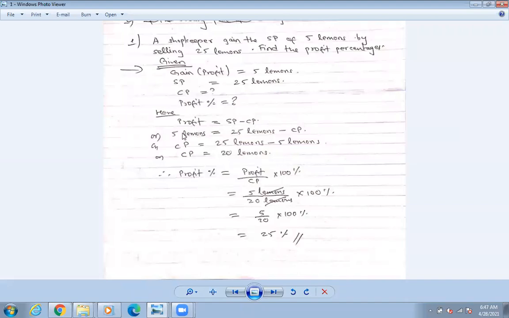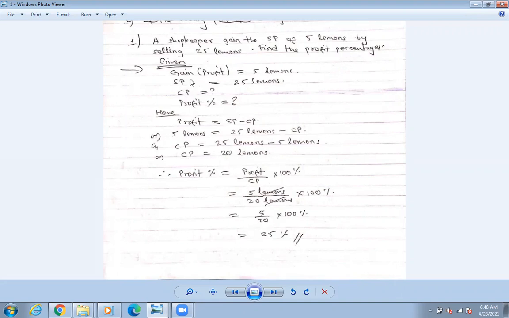Profit is given as 5 lemons, SP is given as 25 lemons, and CP we don't know. So let us write CP. When the minus sign goes across, this will be plus, and when 25 lemons come across, this will be minus. So 25 minus 5 is going to be 20 lemons. This is the value of CP.